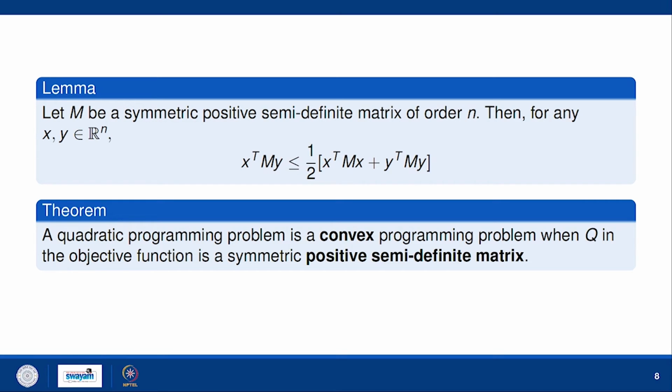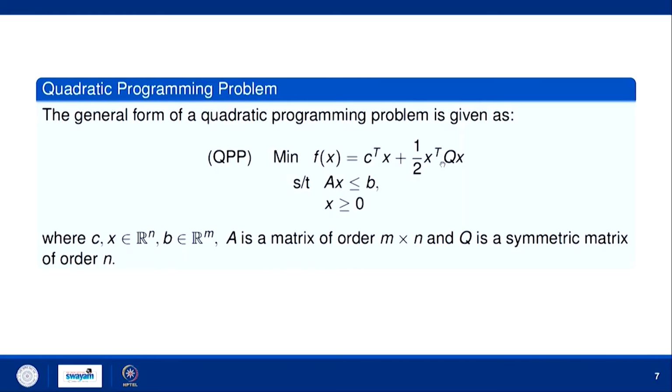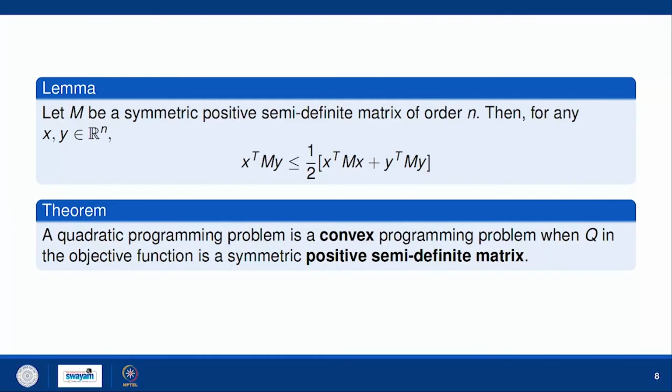The next result is: a quadratic programming problem is a convex programming problem if Q in the objective function is a positive semi definite matrix. If this Q here is positive semi definite, then this problem QPP will be a convex programming problem. So, how can we show this result? Again, the proof is easy. What is the objective function here? The objective function is C transpose x plus 1 by 2 x transpose Qx.